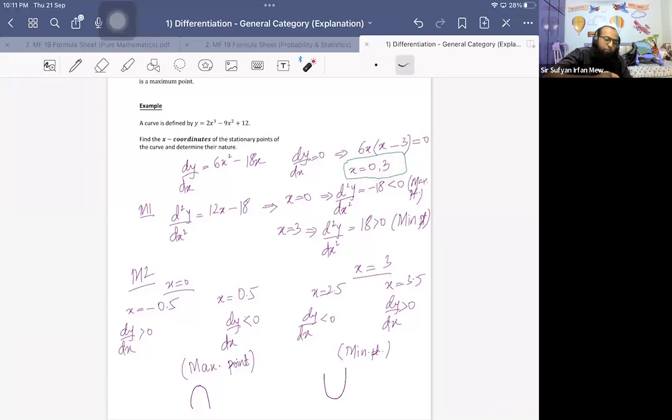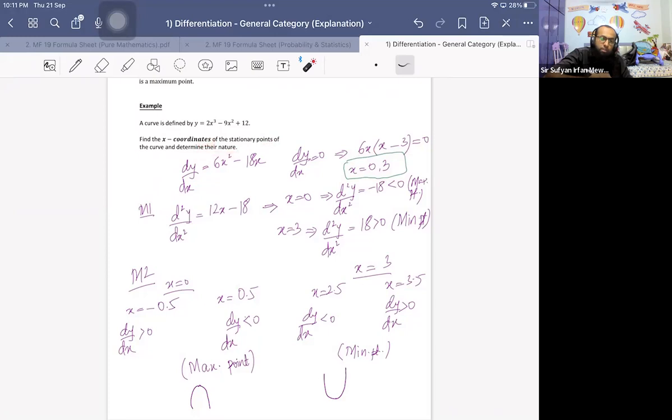Now we only had to find the x coordinates. If we were to find the y coordinates, we would have substituted x equals 0 first, and then we would have substituted x equals 3 as well. But we are not required to find the y coordinates. Therefore, we have just found the x coordinates of the stationary points to determine their nature.